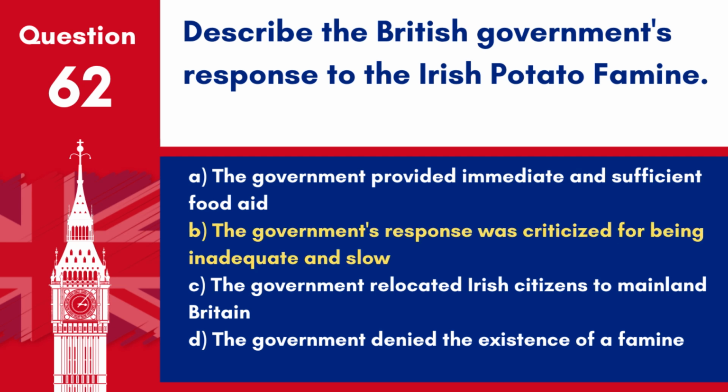Answer B. The government's response was criticised for being inadequate and slow. During the Irish potato famine in the mid-19th century, the British government's response was widely regarded as insufficient and slow, contributing to the severity of the famine and its lasting impact on Ireland.